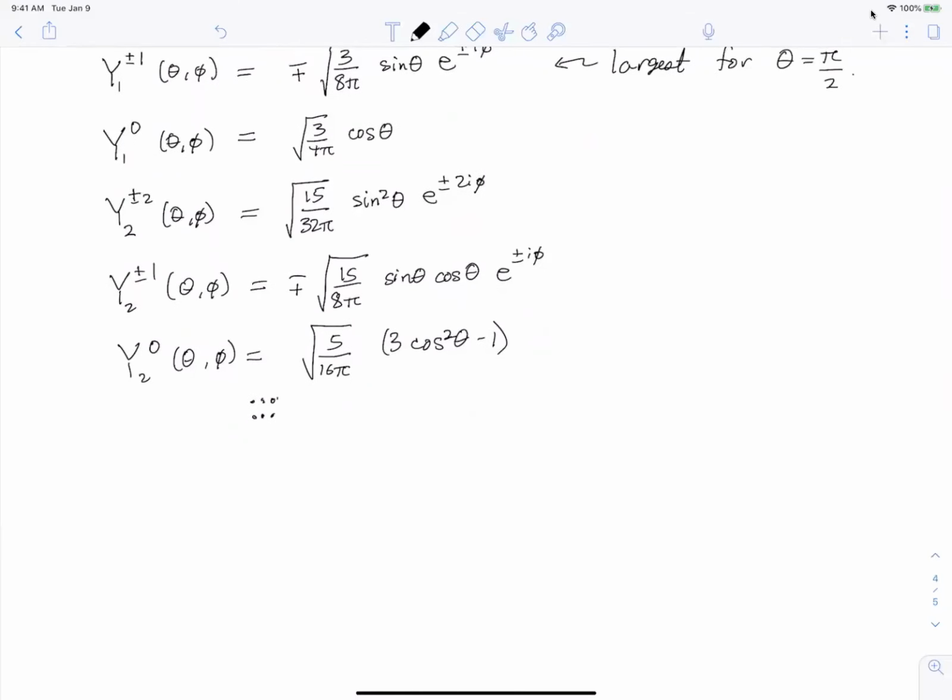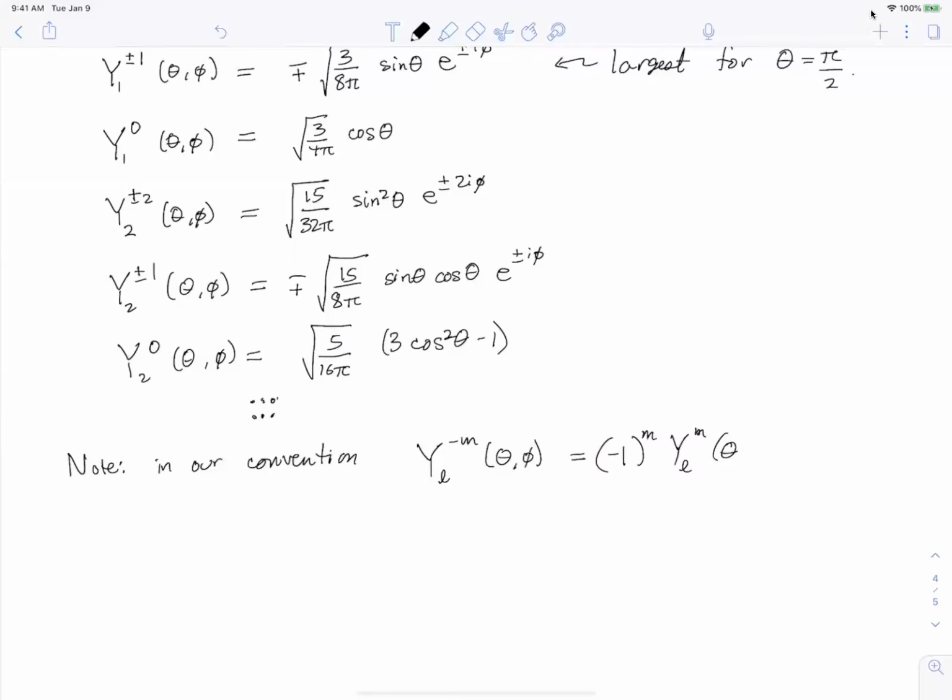Okay, but another fact is in our convention, specifically our convention for the phases of these things, Y_L minus M of theta and phi is equal to minus 1 to the M times the complex conjugate Y_LM of theta and phi, star.